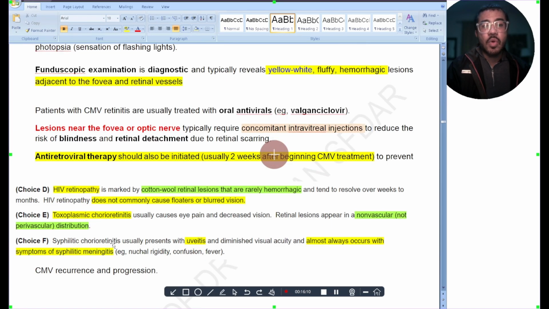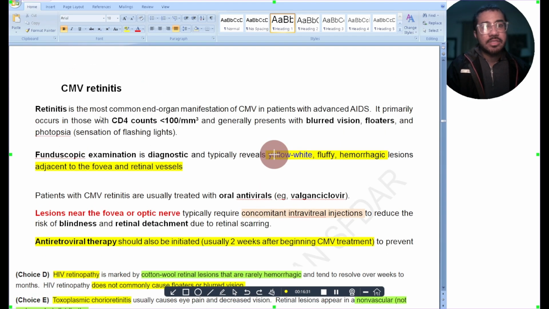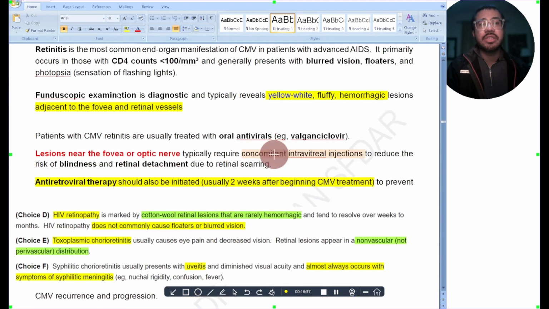And the syphilitic chorioretinitis is usually accompanied by meningitis caused by syphilis, that is syphilitic meningitis. So this patient most probably did not have any symptoms of meningitis. That's why we're gonna be able to rule out syphilitic chorioretinitis really easily. So, a recap: CMV retinitis, the fundoscopic examination is going to show perivascular distribution with hemorrhagic lesions.